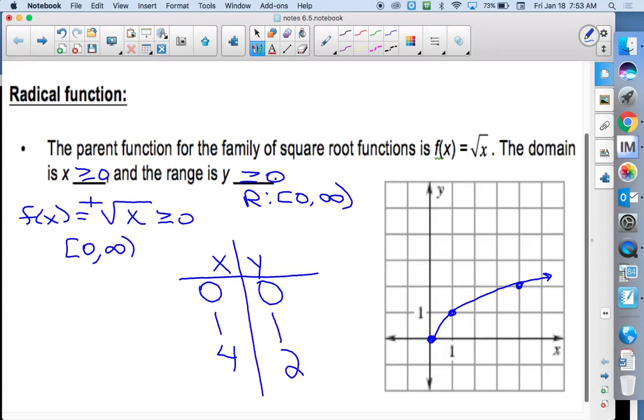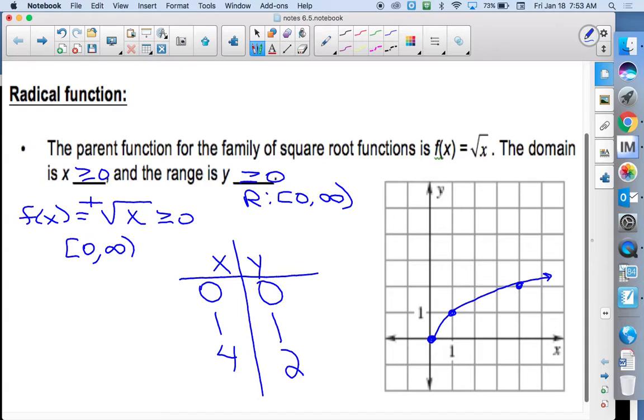So I call this the hook graph. It kind of hooks or curves to the right side. And it's going to the right because that's where all the positive numbers are. It is not linear because you're taking the square root of a number, so it doesn't have that same slope for each value. The difference between them will get larger as you take the square root of larger numbers. So this is what the graph of a radical function, a square root function, will look like.